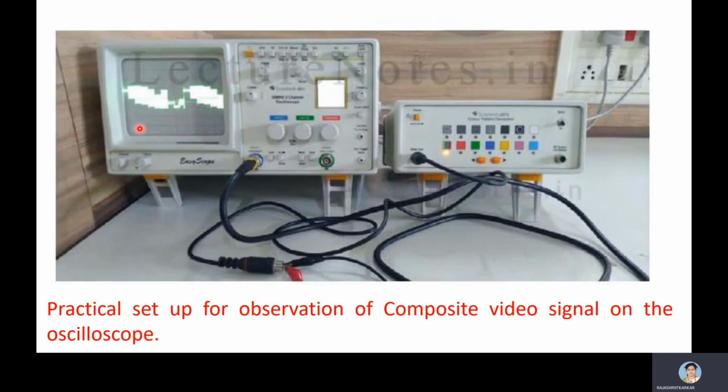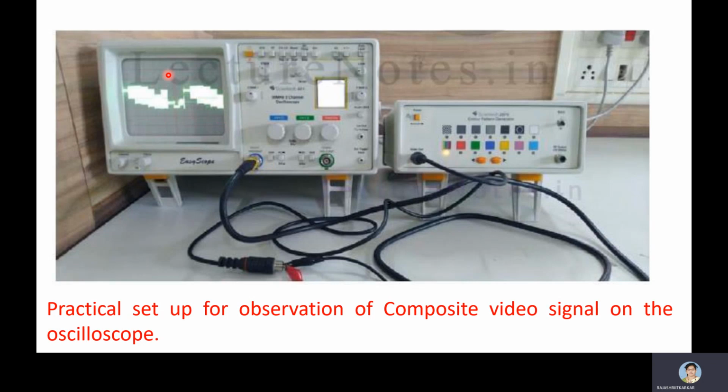This setup shows a CRO and a pattern generator. What has been connected is the video output. Take two CRO probes and connect channel 1 of the CRO probe directly to the video output. You need to select the pattern here. I have selected the one with the highlighted LED over here, so the pattern selected is the color bar pattern.